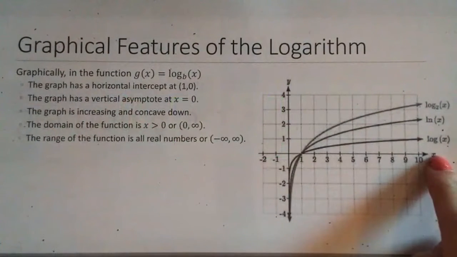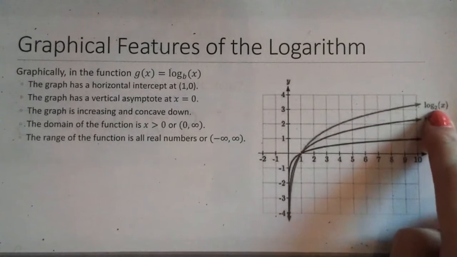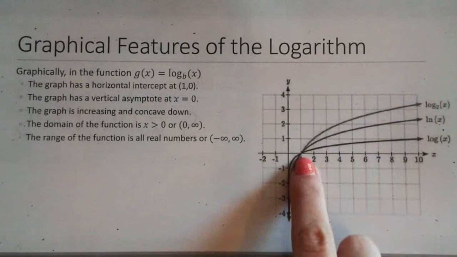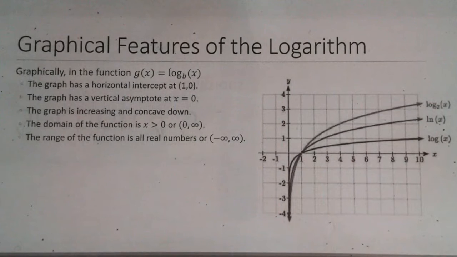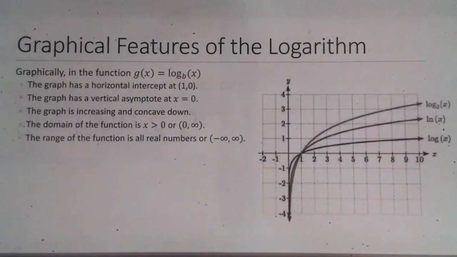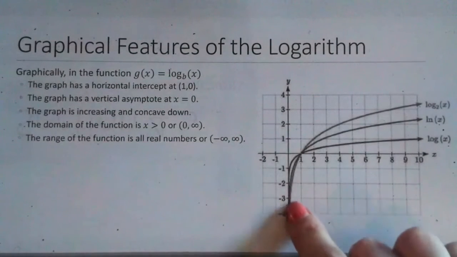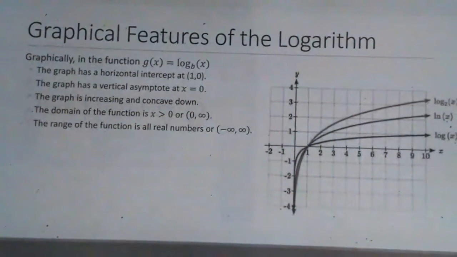So here you can see three different logarithms. We have log of x, ln of x, and log base 2 of x. They all pass through the horizontal intercept (1, 0). The graph has a vertical asymptote at x equals 0. So you can see that these all go towards negative infinity as they get closer and closer to x equals 0. The graph is increasing and concave down. So as they're coming up from negative infinity, they're going up and to the right.